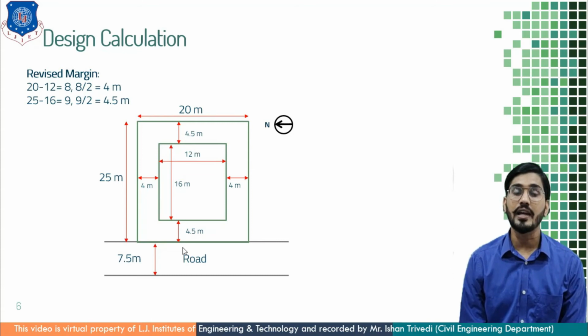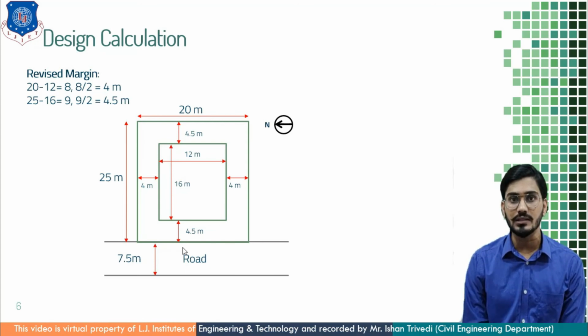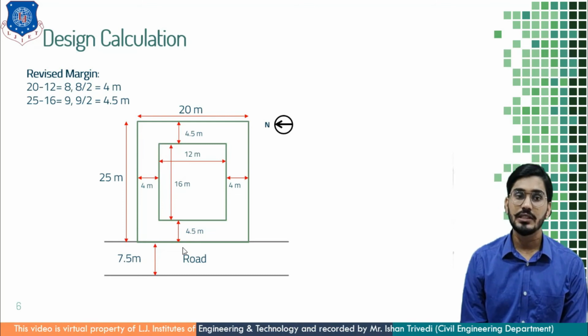See, 25 and 20 meter is the dimension of the plot. Inside that I have to keep the margin and design the final plot from where I am going to construct a building within that dimension. So this you have to understand. My final dimension is 12 meter and 16 meter. So here I have done the margin rewind.